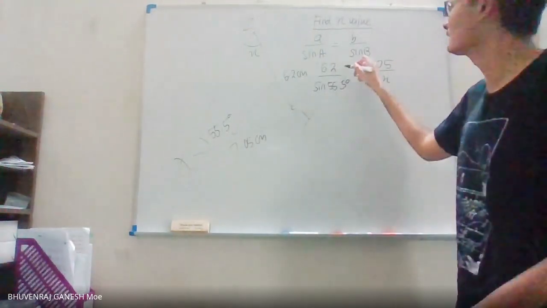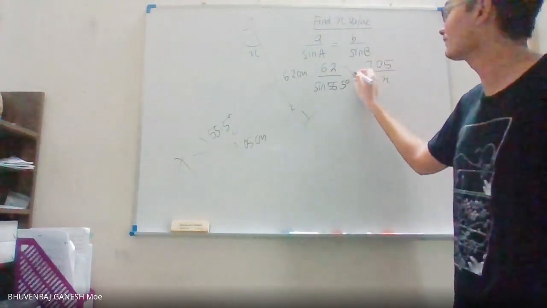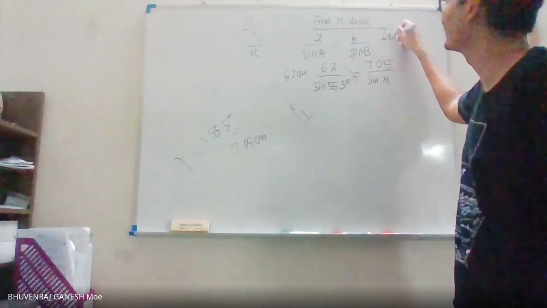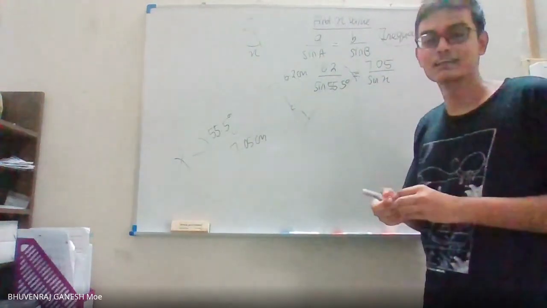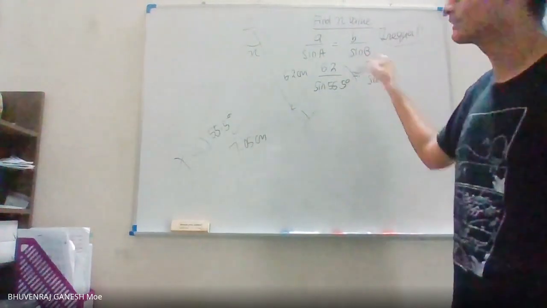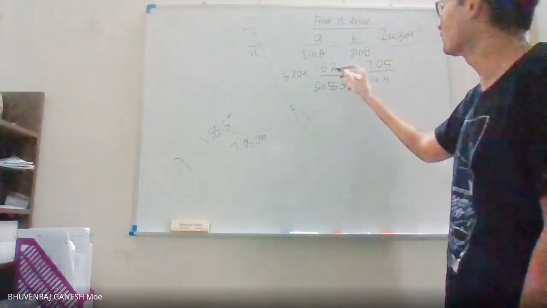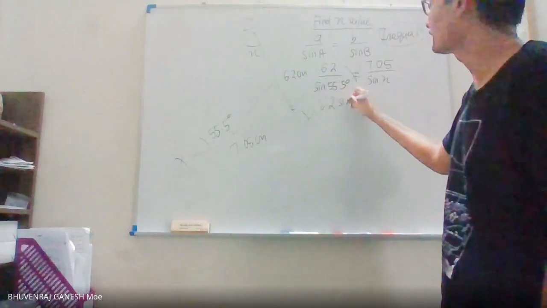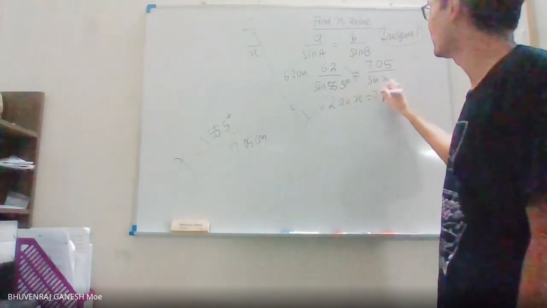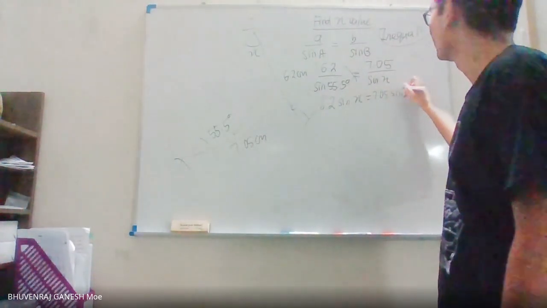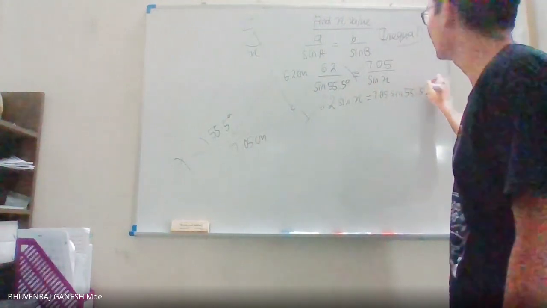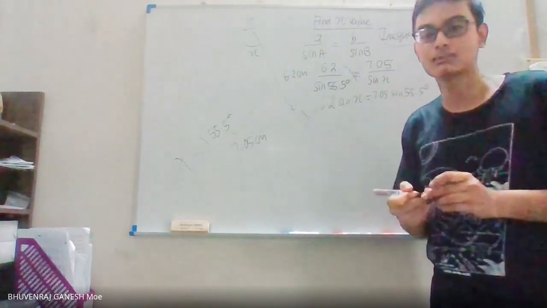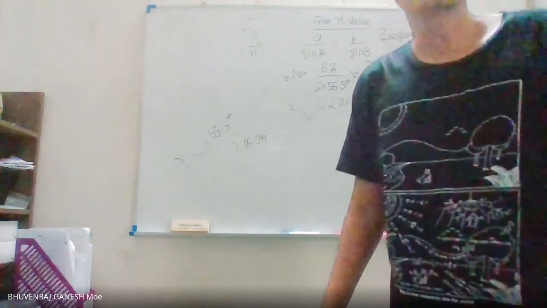Then you apply your algebra. Remember, when you see equal, you directly put an X there. Then you'll know you have to multiply here and then multiply there. So 6.2 sine X is 7.05 sine 55.5. If you have a calculator, try finding the X value. See whether you know how to use it or not.